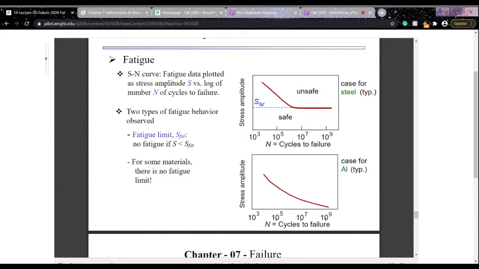So when the stress amplitude is below this limit, we can say that the material does not fail, or it has an infinite number of cycles to failure. But when the stress amplitude applied is above this, we can say there is a respective number of cycles to failure.